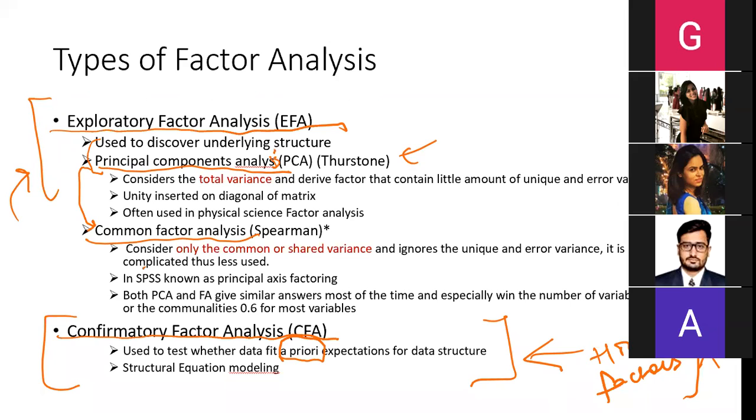So here what we are trying to do is we are considering this total variance and then we are deriving factors. Whereas in common factor analysis, you are using only the common or shared variance. Okay, so what is the difference? Here you are using total variance and here you are using shared variance. This common factor analysis is quite difficult and that's why it is less used. It's quite complicated and so it's less used.